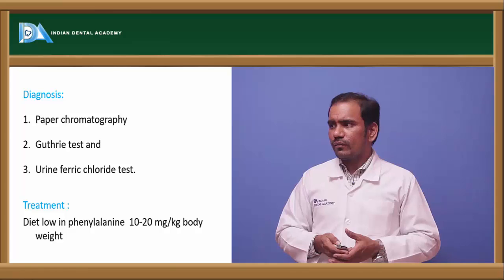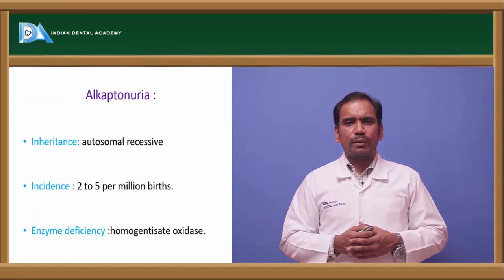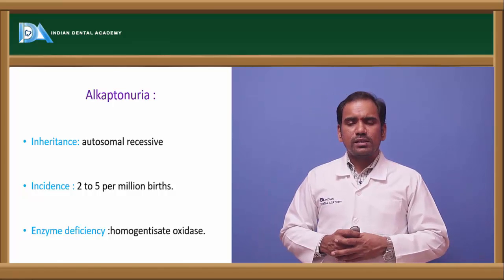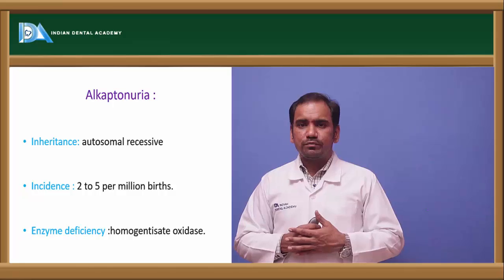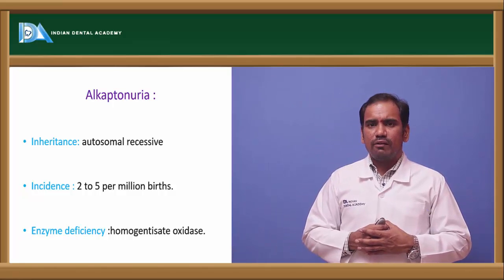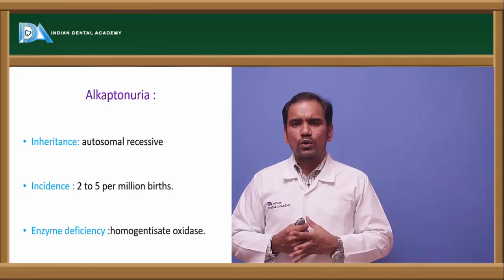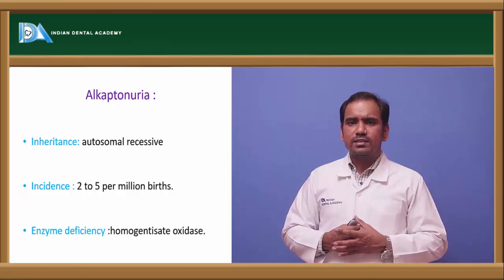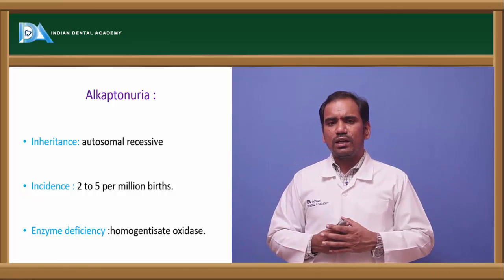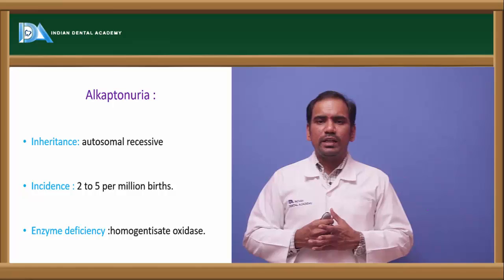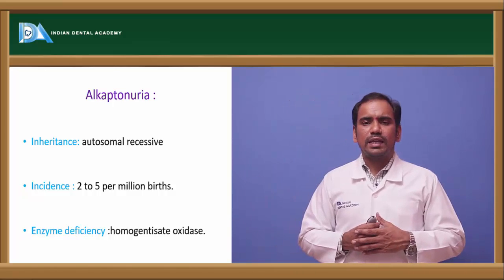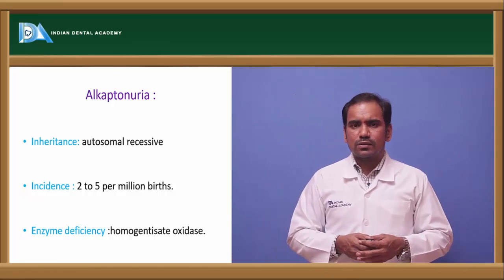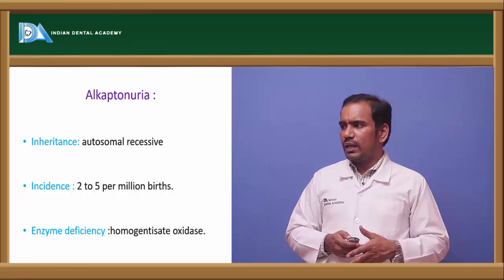Right. And coming to another inborn error of amino acid metabolism, alkaptonuria. This is because of deficiency of an enzyme called homogentisate oxidase. It is inherited as an autosomal recessive condition, and the incidence is less than phenylketonuria. It is 2 to 5 per million births in alkaptonuria. So the enzyme deficiency is homogentisate oxidase, and that deficiency leads to alkaptonuria.